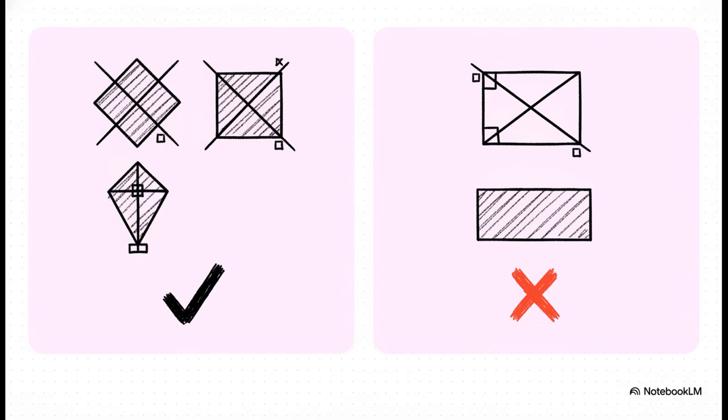Now, what's really interesting about this next property is how we can group these shapes by a very specific rule. Do their diagonals intersect at exactly 90 degrees? For a rhombus, a square, and a kite, it's a solid yes. Their diagonals create a perfect perpendicular cross right in the center. But for a parallelogram and a rectangle, the answer is no. They intersect, sure, but definitely not at a 90-degree angle.